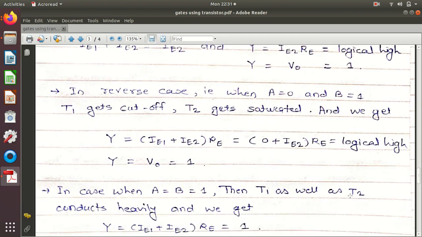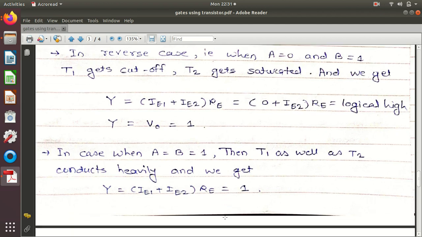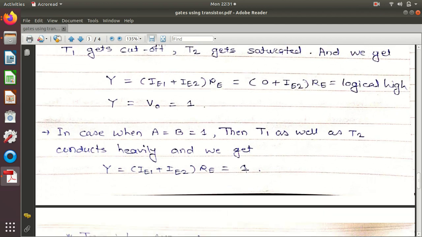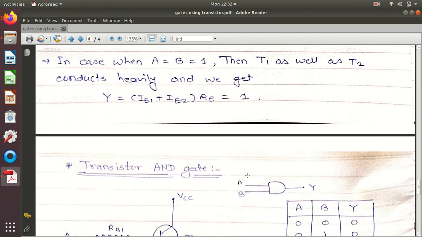And when both inputs A equals 1 and B equals 1, both of the transistors in the circuit are in saturated condition, conduct heavily and act as closed switches. A high current will flow through the circuit and we will get the output Y equal to (IE1 plus IE2) into RE, where neither is 0, which equals logical high, that is 1. This is how we can construct the logical OR gate by using transistors.